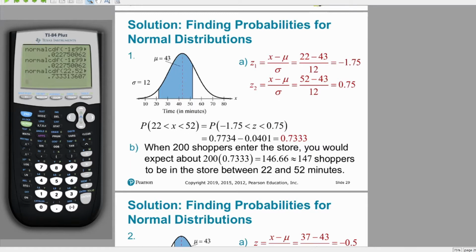Where, if you wanted to run that without those interface options, we wouldn't be changing all that much, but we might as well see how to do that at least once. What you would do is go into CDF, put in the right lower boundary, 22, comma the upper boundary, 52, comma the mean of 43, and then finally the standard deviation, which here is 12. And we get the same number, essentially.